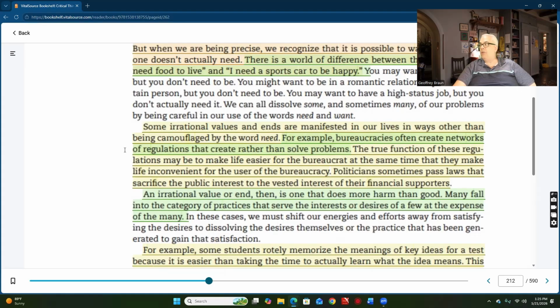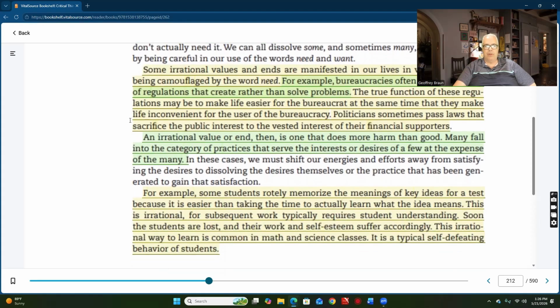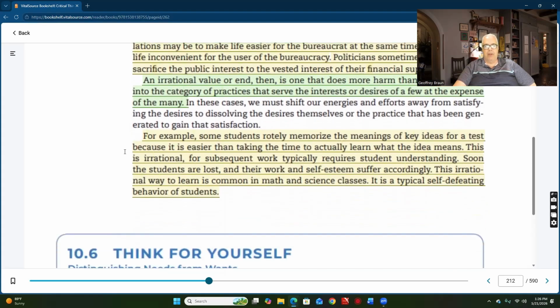The true function of these regulations may be to make life easier for the bureaucrat, at the same time that they make life inconvenient for the user of the bureaucracy. Politicians sometimes pass laws that sacrifice the public interest to the vested interest of their financial supporters. An irrational value or end, then, is one that does more harm than good. Many fall into the category of practices that serve the interest or desires of a few at the expense of the many. So this is all gold, I gotta say.